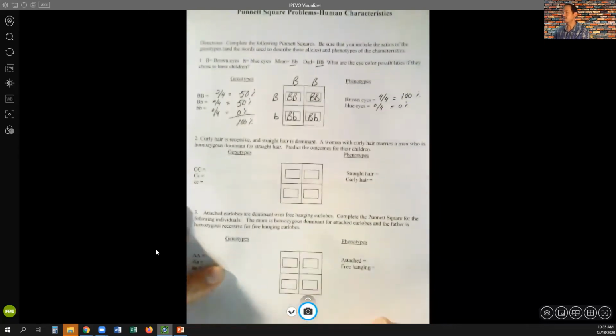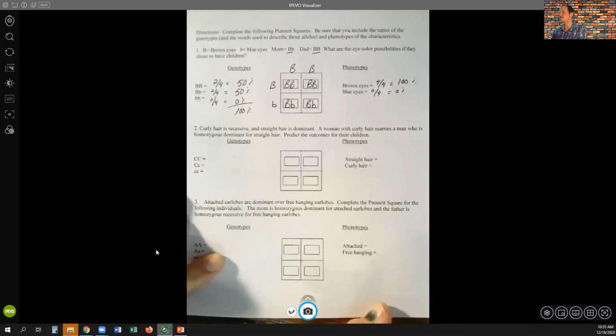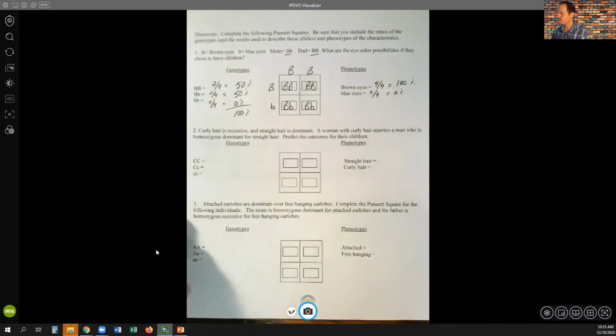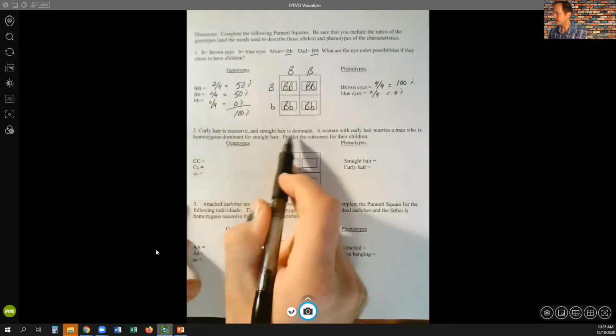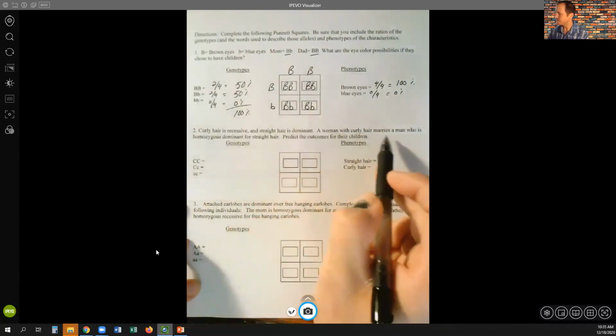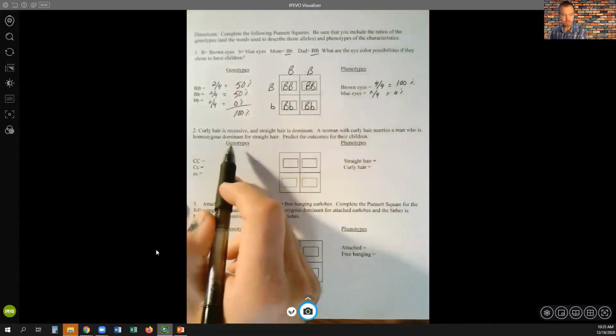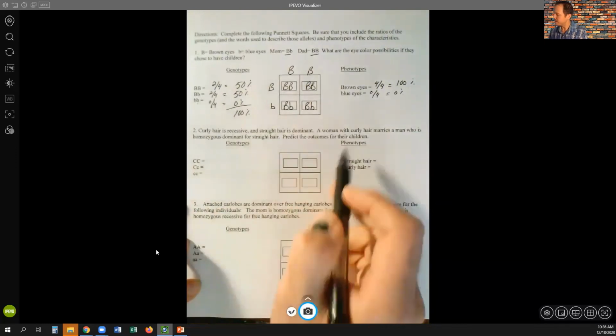Up next, we're going to do 1 more sample problem, and then you're going to do 2 on your own. So question number 2, curly hair is recessive, straight hair is dominant. A woman with curly hair marries a man who is homozygous dominant for straight hair. Predict the outcomes for their children.